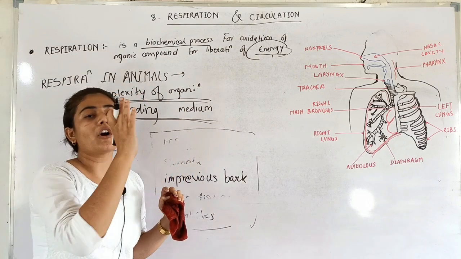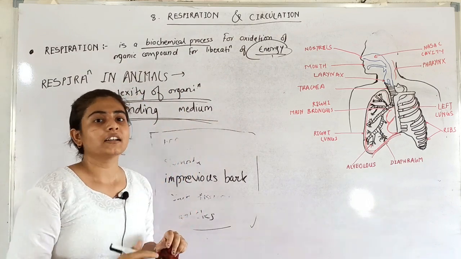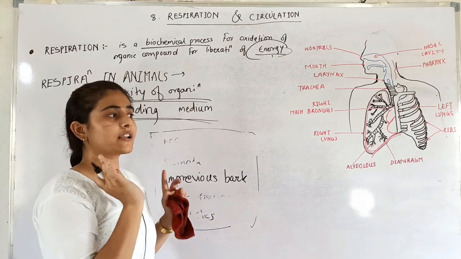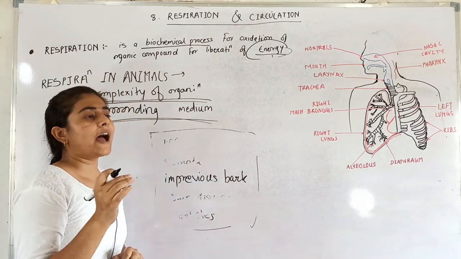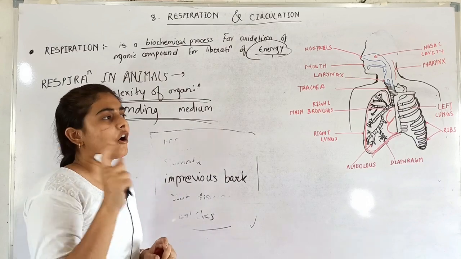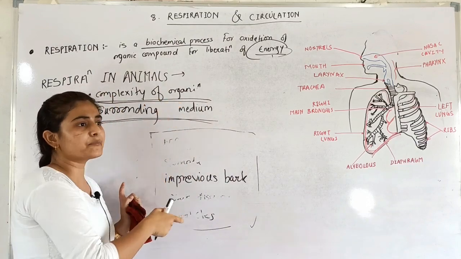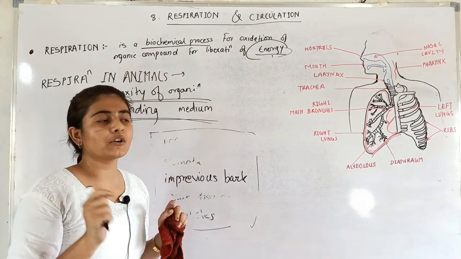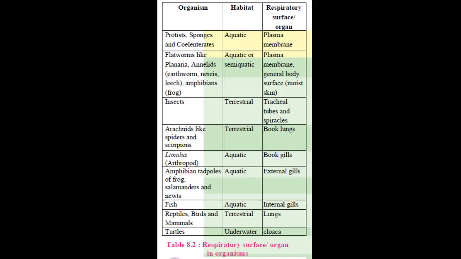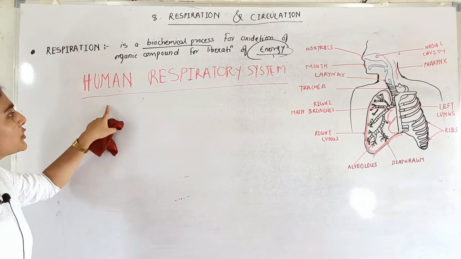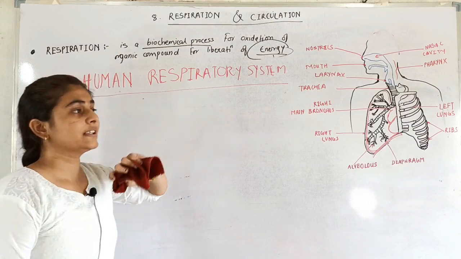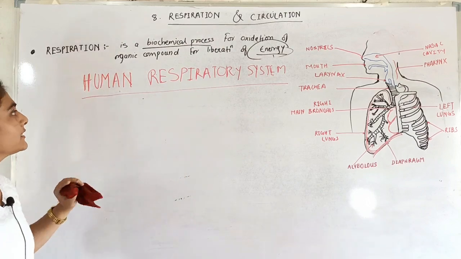For every animal on land, the organs for respiration are different. So I will show the table of organs and animals in the video. You should take a screenshot of it. Now our next topic is the human respiratory system. That is the main topic of this lesson.